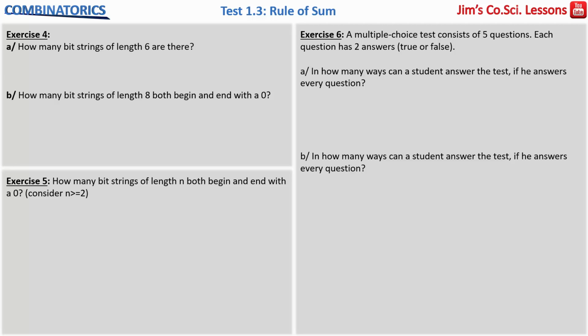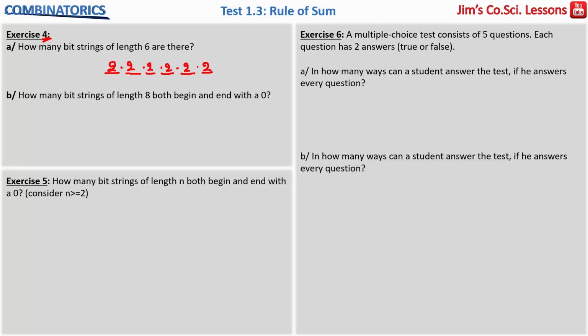Let's do some interesting observations with exercise 4. How many bit strings of length 6 are there? So I have to fill 1, 2, 3, 4, 5, 6 spots, and each spot can be filled either with 1 or 0. So there are 2 options for the first spot, 2 for the second, 2 for the third, 2 for the fourth, 2 for the fifth, and 2 for the sixth.